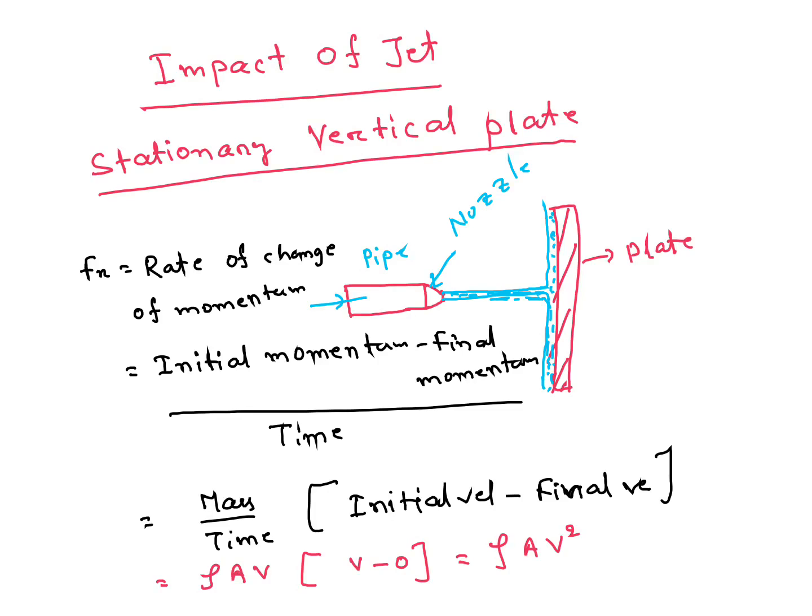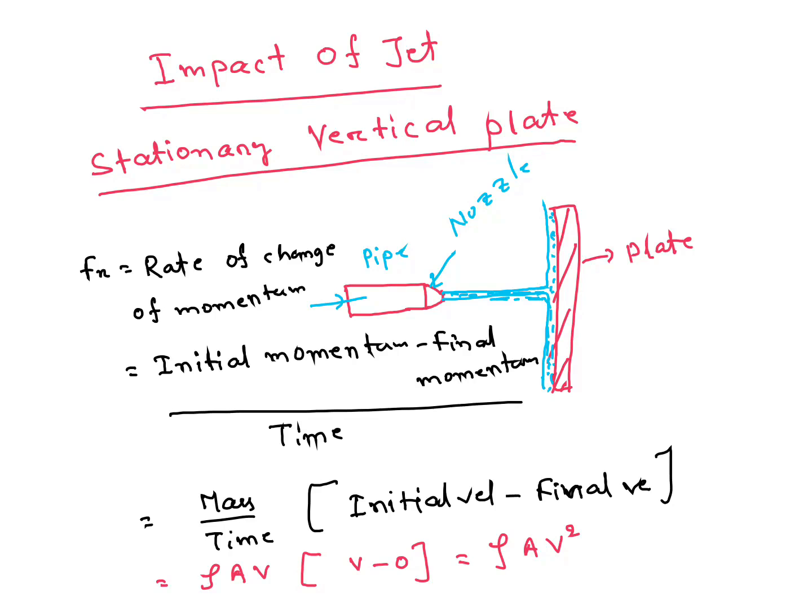In impact of jet, first, the jet is striking a stationary vertical flat plate. So Fx is the rate of change of momentum in the direction of force. It is initial momentum minus final momentum divided by time. So, mass per time into initial velocity minus final velocity. We know momentum is m1 v1 minus m2 v2.